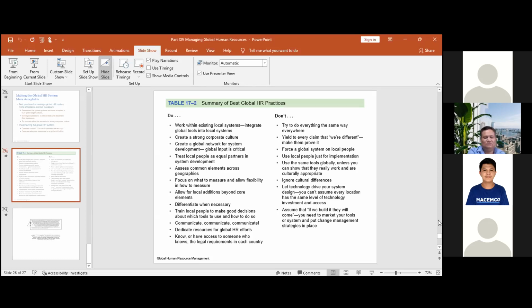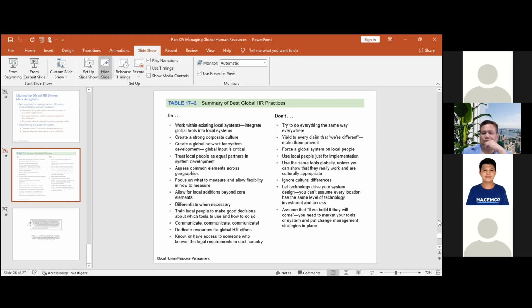We train local people to make good decisions about which tools to use and how to do so. Of course, in communication, we also have dedicated resources for global HR efforts and to know or have access to someone who knows the legal requirements in each country. So ano naman ang mga hindi pwede? So try to do everything the same way everywhere. Yield to every claim that we're different. Make them prove it.